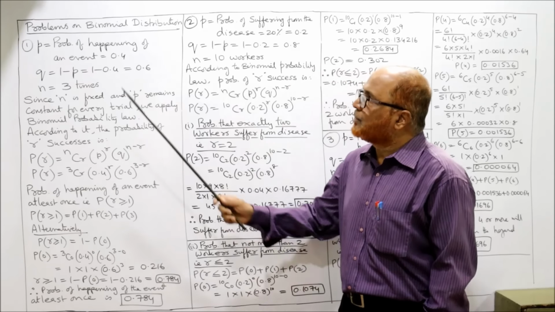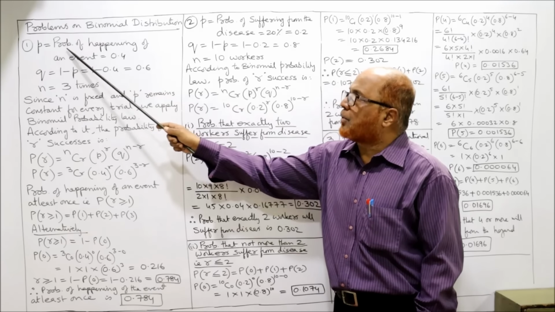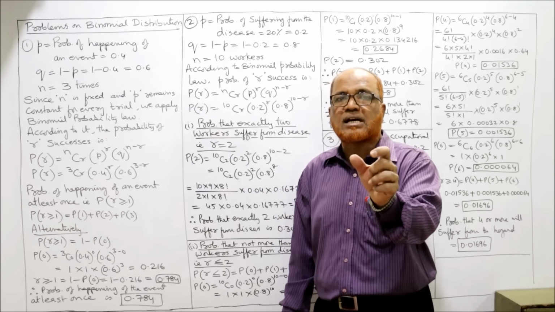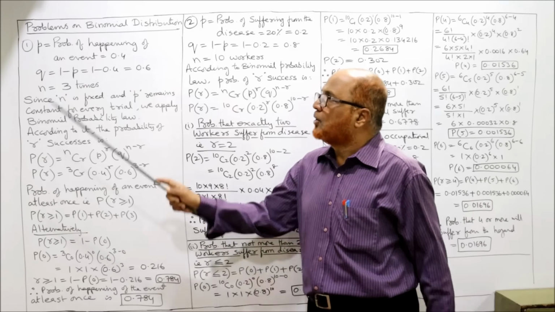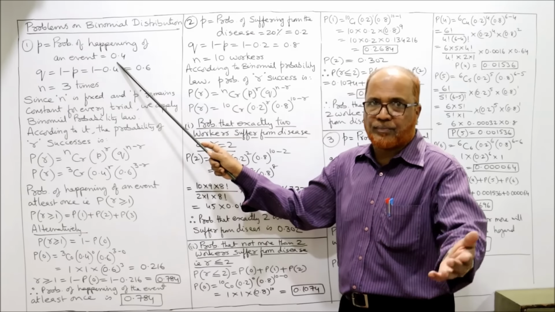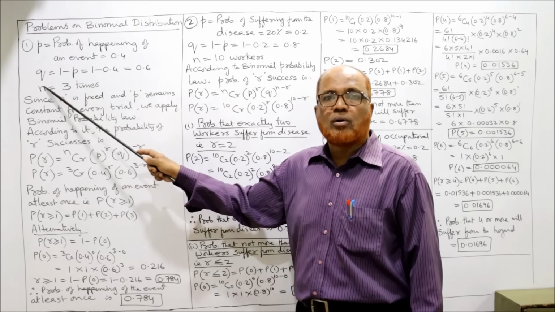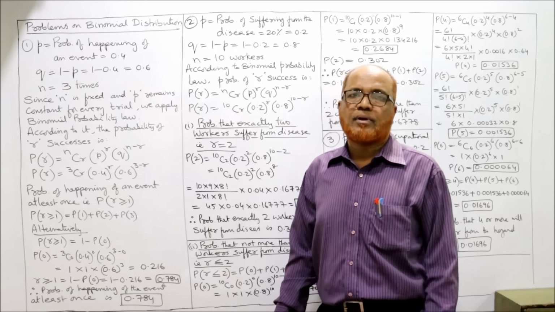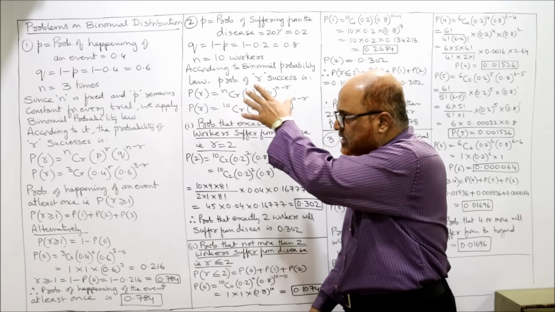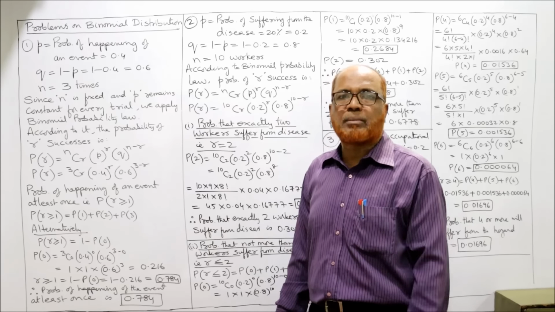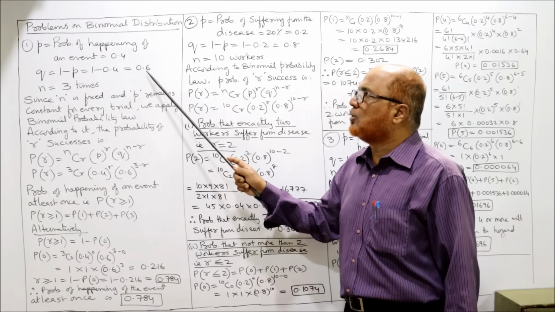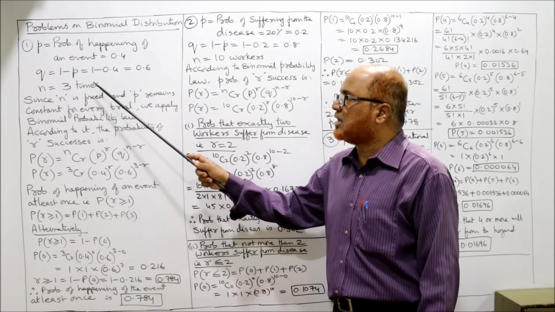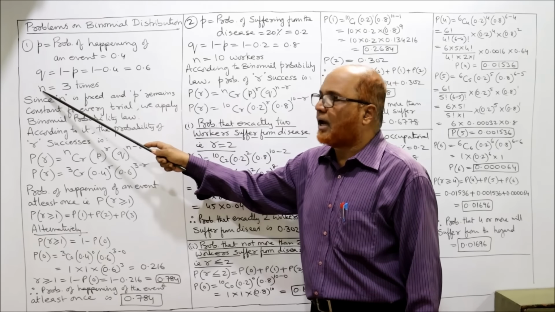Now we'll come back to the solution. P stands for the probability of happening of an event; in our problem, success is the probability of happening of the event. So P is 0.4, given in the problem. Once we have P, we can easily get Q: Q is equal to 1 minus P, always in this binomial law. So 1 minus 0.4 gives 0.6. And how many times are we repeating the experiment? 3 times. So we have P, Q and n.